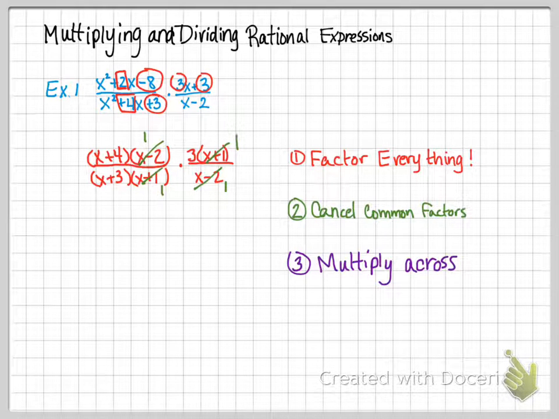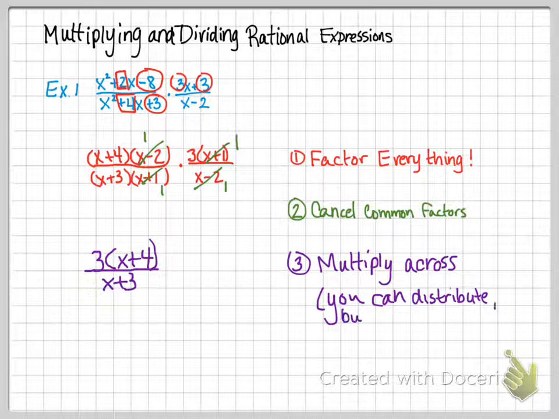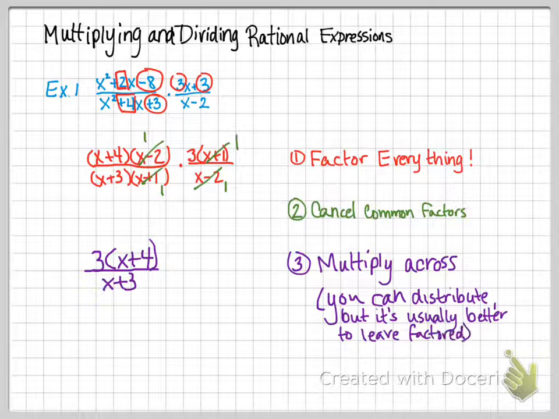Step 3, multiply across. So we would multiply 3 times the x plus 4 in the numerator, and in the denominator we have the x plus 3. You could technically distribute in the numerator, but it's usually better and easier just to leave it factored like we have it. So we could put 3x plus 12 over x plus 3, but 3 times x plus 4 over x plus 3 also serves what we need.